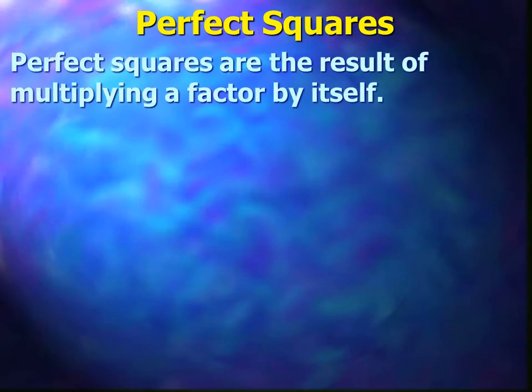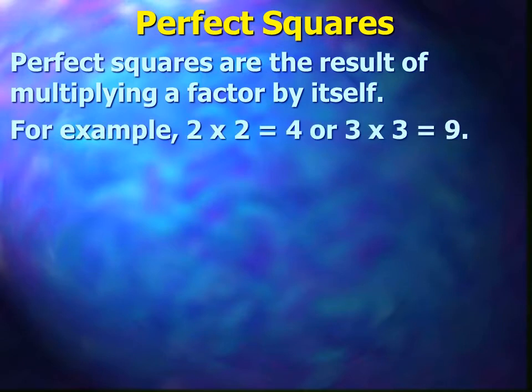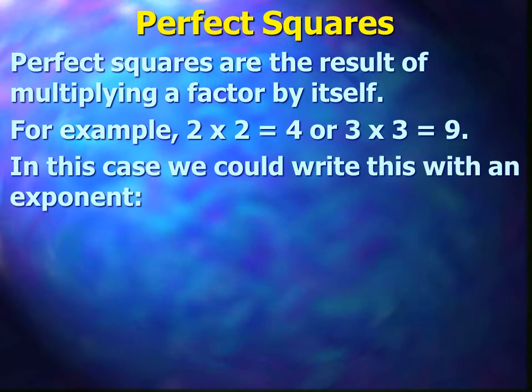Here are some examples. Perfect squares are the result of multiplying a factor by itself. For example, 2 times 2 equals 4, or 3 times 3 equals 9. In this case, we could write this with an exponent. 2 squared equals 4, which means 2 times 2 equals 4.